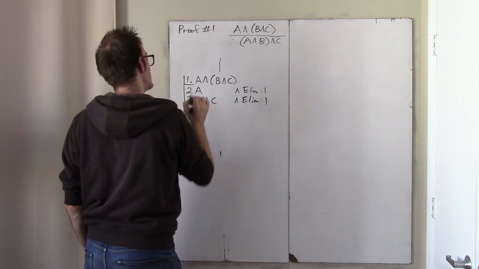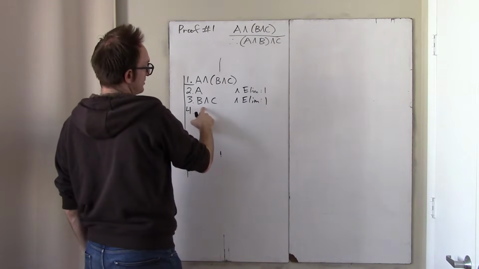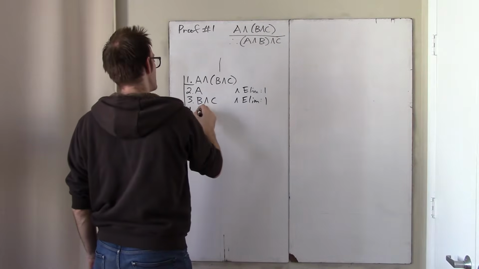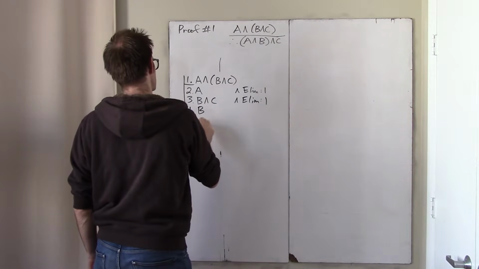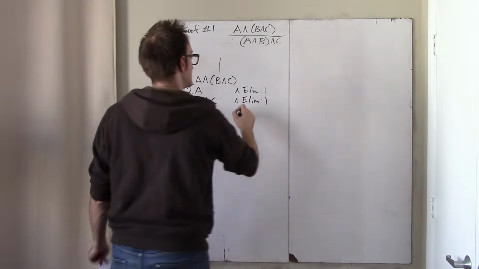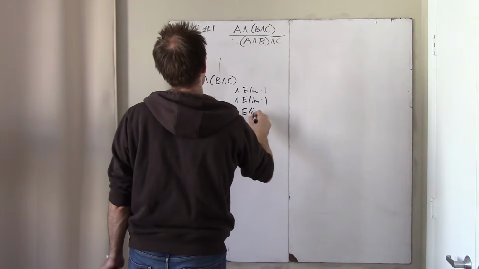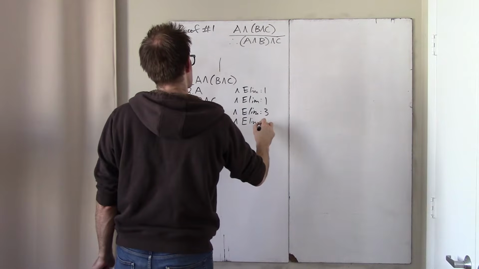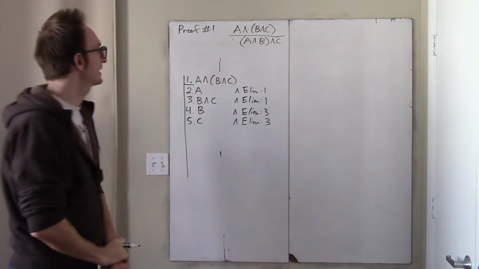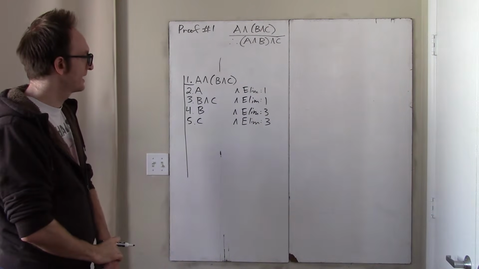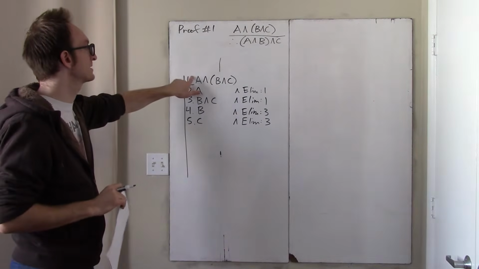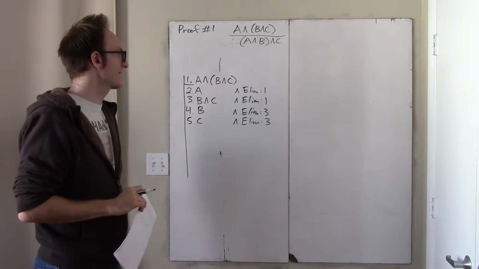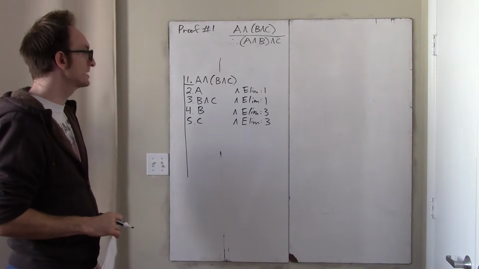I'll do one more thing, which is to decompose B and C into B and, might as well at the same time, get C. Reason and elim 3, and so I notate with a justification every line of my proof, except for the assumptions. Assumptions or premises don't get annotations because they don't need to be justified.